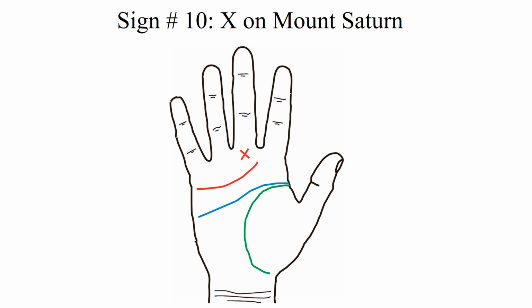In the event the palm contains major negative signs, the presence of an X on Mount Saturn reveals criminal tendencies, including potential to commit murders. On a good palm, the presence of an X on Mount Saturn reveals strong tendencies towards solitude, sadness, and depression.